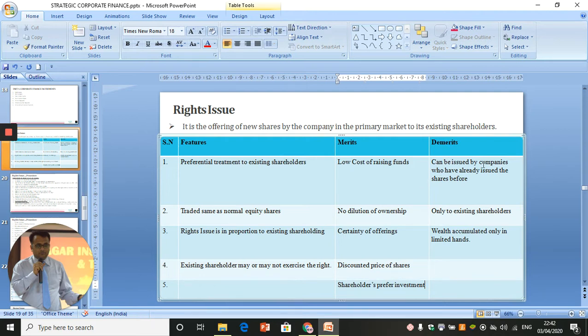And the demerits: it can be issued only by companies who have already issued shares before. So it cannot be used by companies going for an IPO, the first offer. This is not for companies going for an initial public offer, only for existing shareholders. It cannot be given to debenture holders or any others. And wealth is accumulated only in limited hands. So the wealth of the company is concentrated in a few hands only. It doesn't pass on to other people. That is one of the drawbacks.